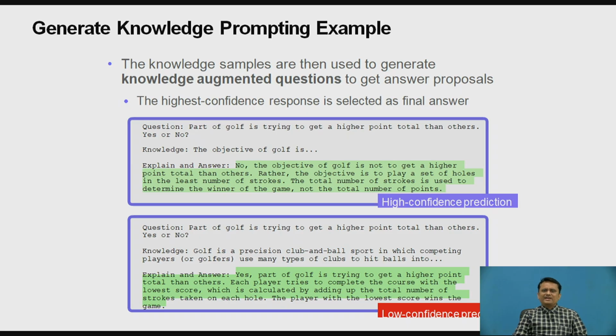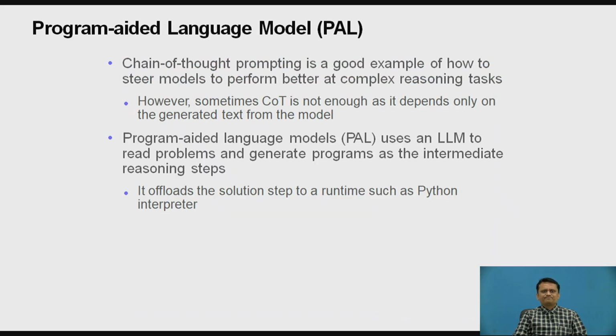The knowledge samples are used to generate knowledge augmented questions to get answer proposals. The highest confidence response is selected as the final answer. So these are the two answers generated, but the answer with the highest confidence prediction will be given to you as the output for this prompt.